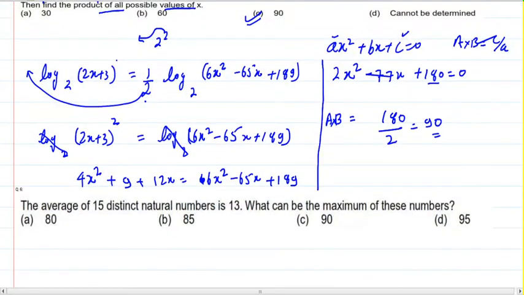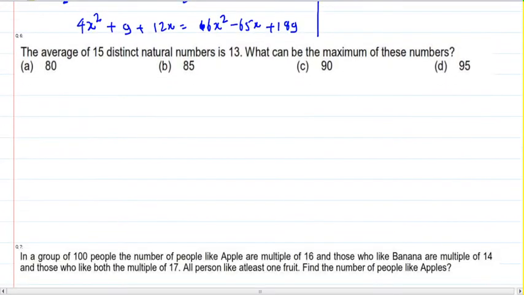Let us try the next problem. Average of 15 distinct unequal natural numbers is 13. What can be the maximum of these numbers? So what I hear is I need to add 15 numbers which are different. They are positive integers, that is what natural numbers mean. And I want the average to be 13 and I want the maximum of those numbers.